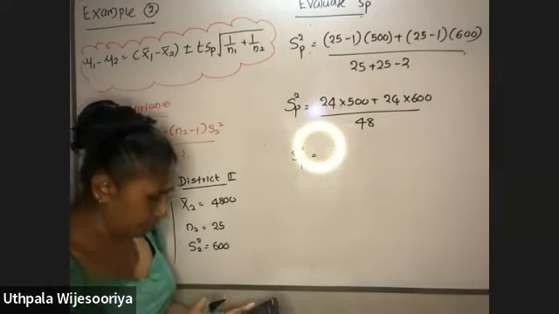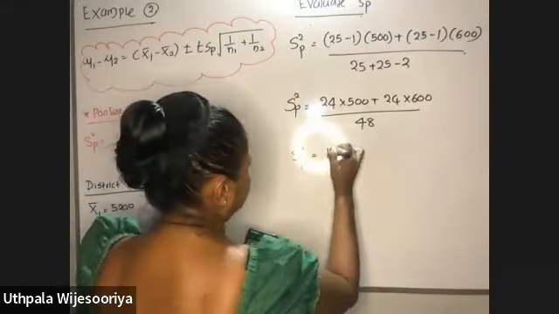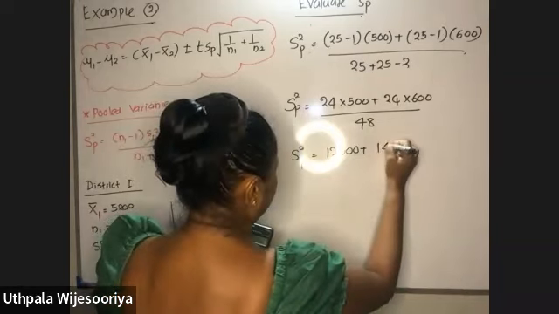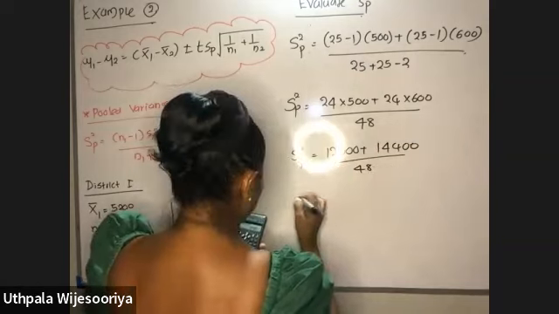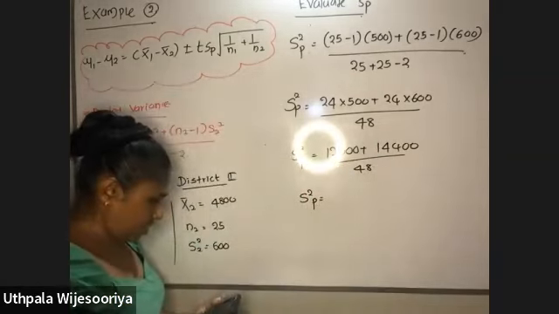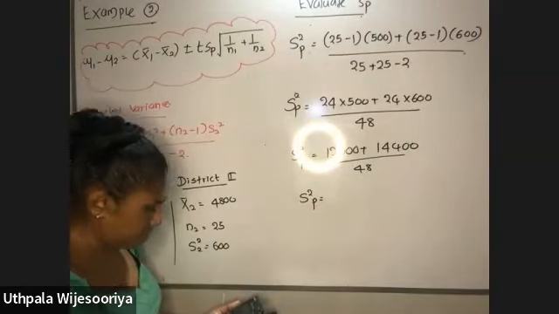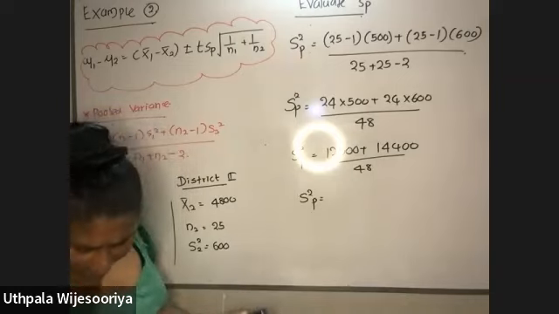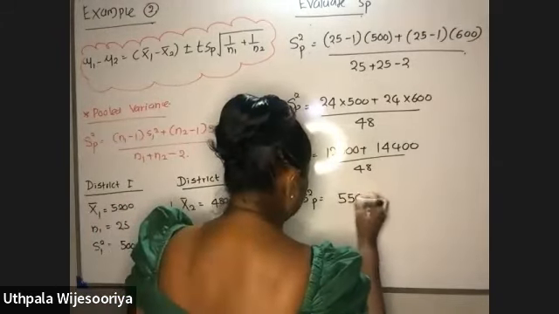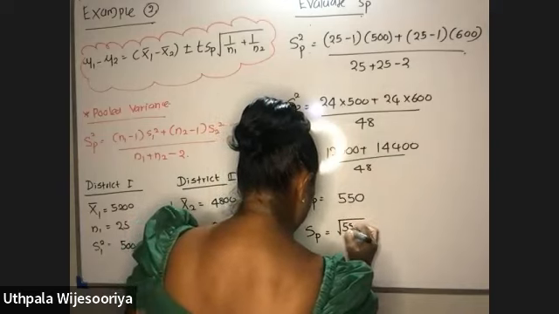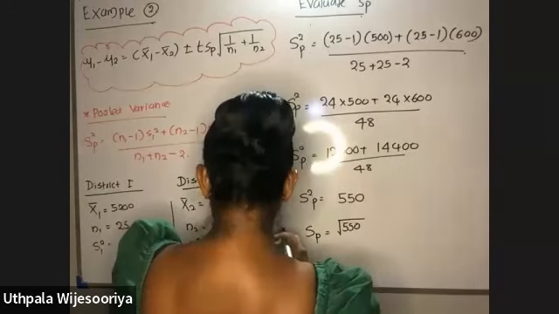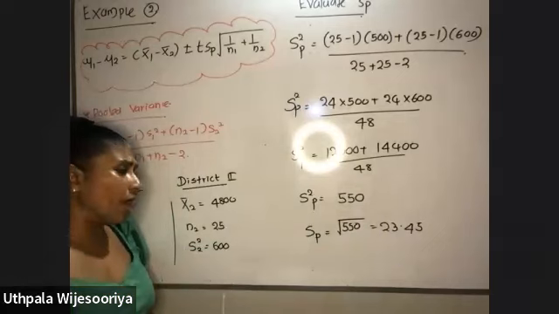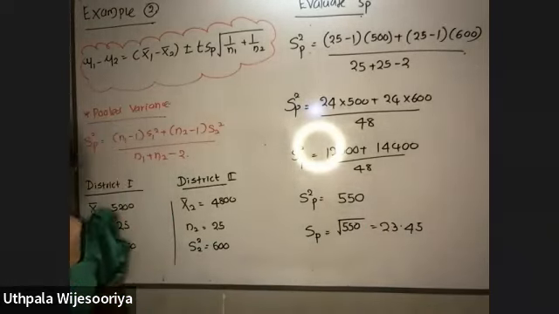24 into 500 is 12,000, plus 24 into 600, that is 14,400, divided by 48. The pooled variance is 12,000 plus 14,400 divided by 48, that is 550. So then to find Sp, the square root of 550 is 23.45. So first of all we calculate the pooled variance, and Sp is 23.45.